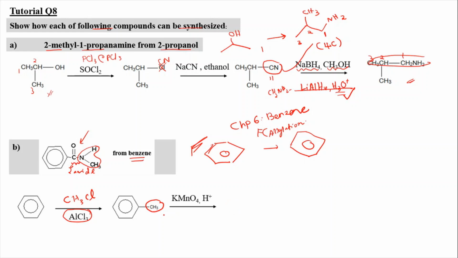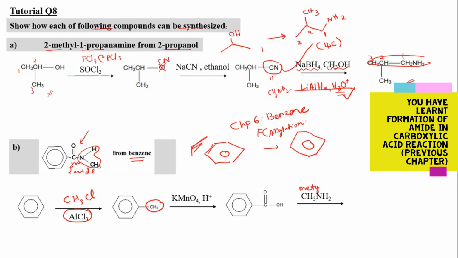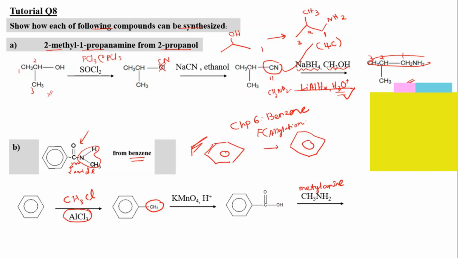Okay, no matter how long the carbon chain is, it is going to become benzoic acid. C double bond O, OH here. So as you can see, it's almost near to the product that you wanted. Next, what we can do is react that with an amine, which is methylamine. So why are we going to use methylamine? Because we have NHCH3 here.